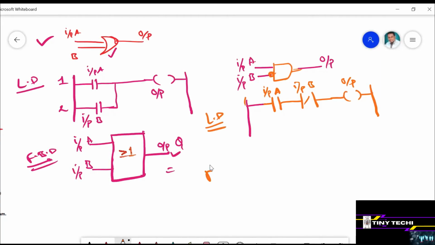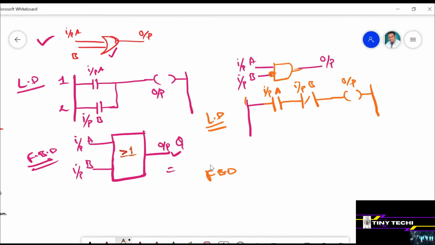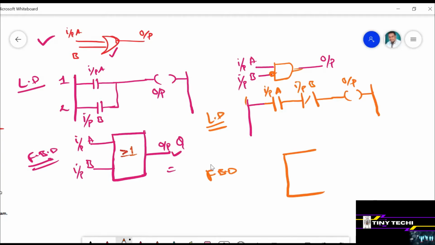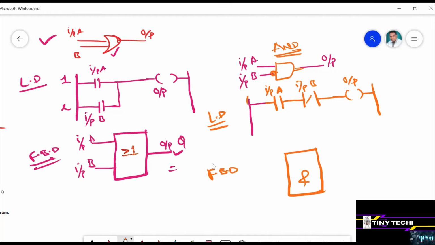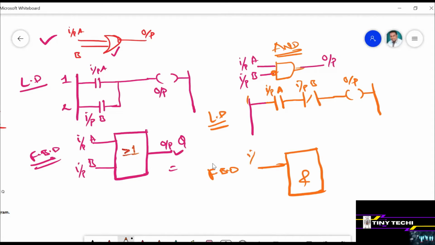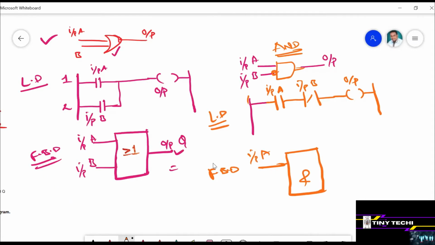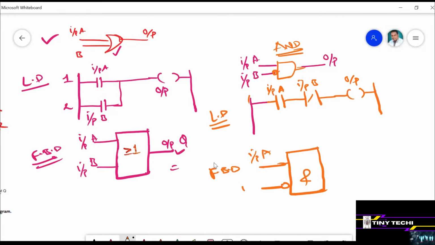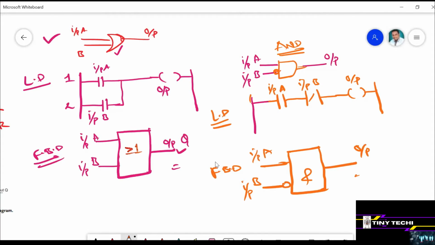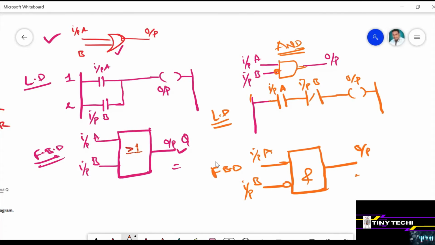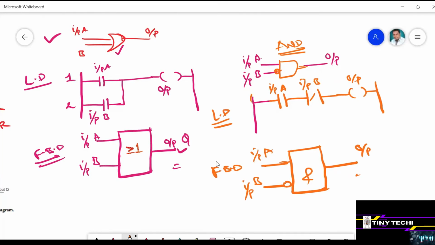How can we implement it in the functional block diagram? We take one block. Inside that block, the operation we perform is AND logic, so we put the ampersand symbol here. This is for input A, and input B is a negated input. The negated input is connected here, as the input to B, and we connect the output. This is how we implement the ladder diagram and functional block diagram for the AND gate.